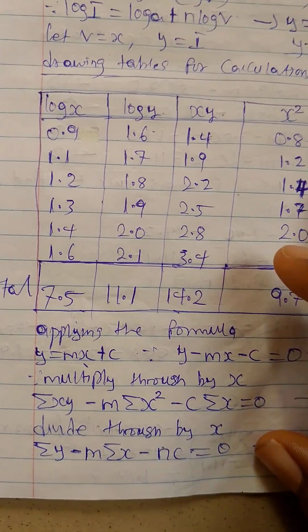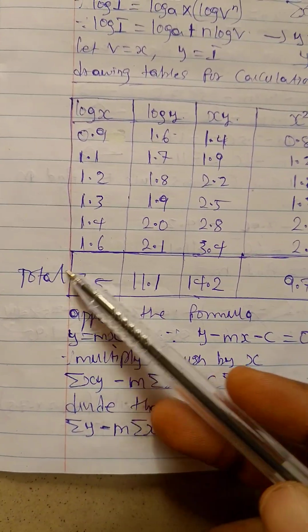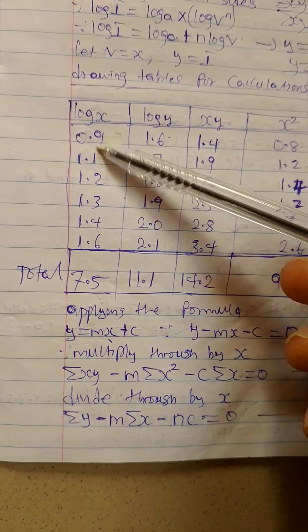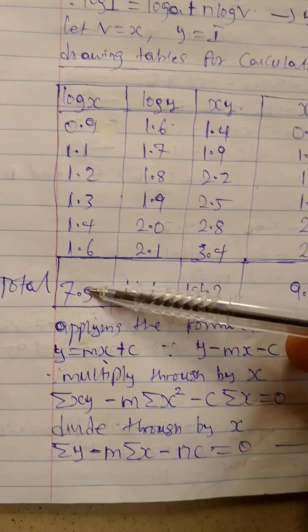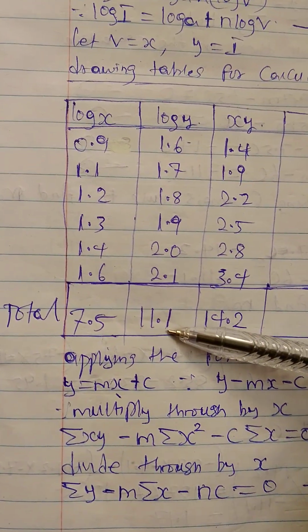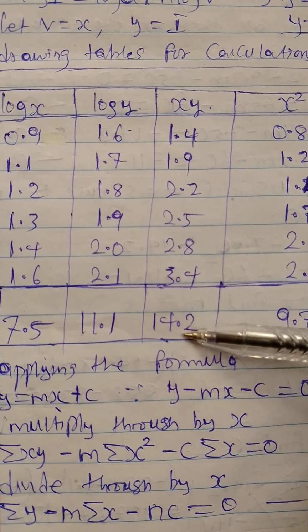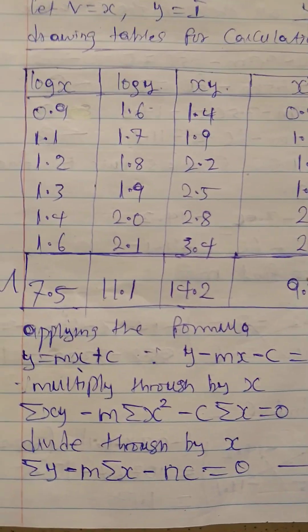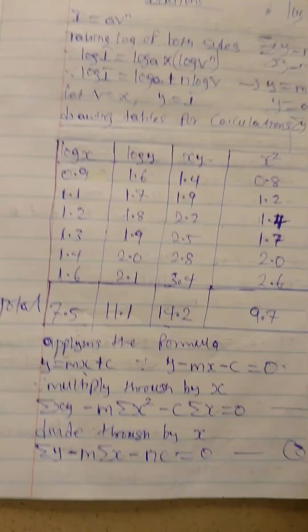Now after doing that, what's next? I have to find the total values of this. The total value of log x is 7.5. The total value of log y is 11.1. The total value of xy is 14.2. The total value of x squared is 9.7. So now, therefore, applying the formula.